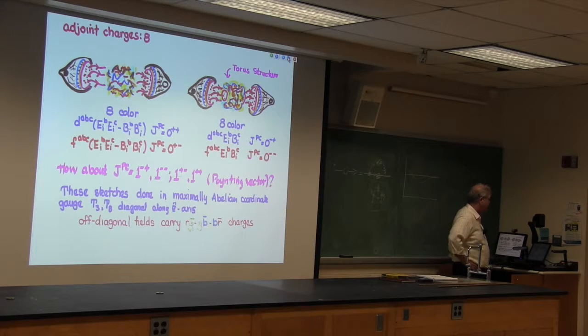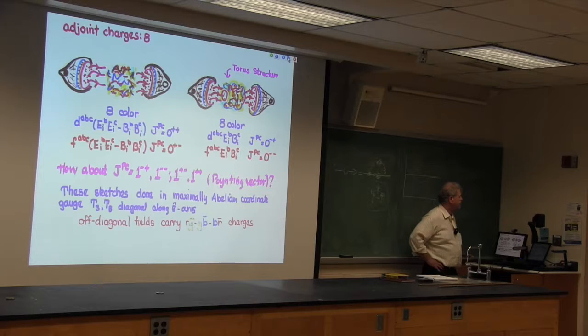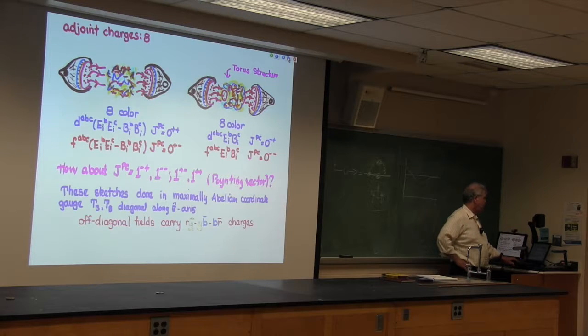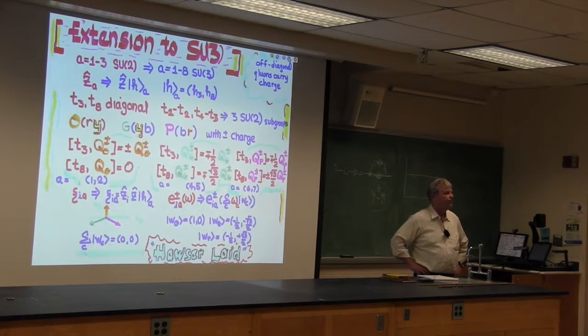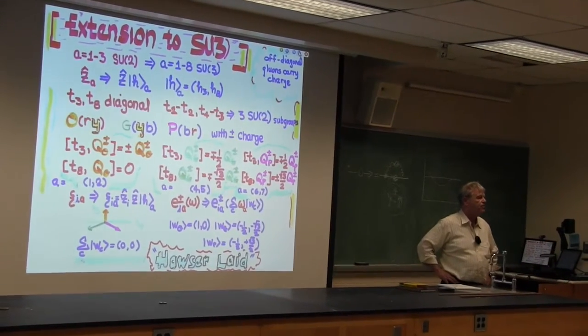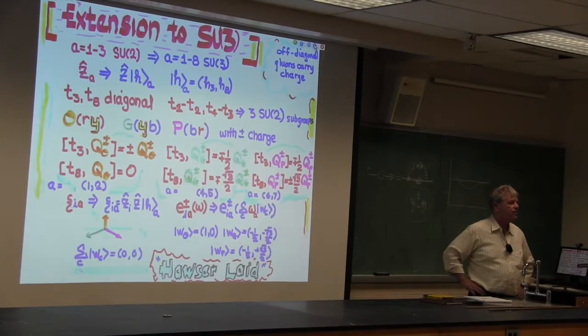These sketches are done in what's called the maximally abelian coordinate gauge, where T3 and T8 are diagonal. And that means that only off-diagonal fields carry R yellow bar, yellow blue bar, and B red bar of charges. And here's how you do the extension to QCD in terms of embedding 3 SU2s into the equation with the constraint.